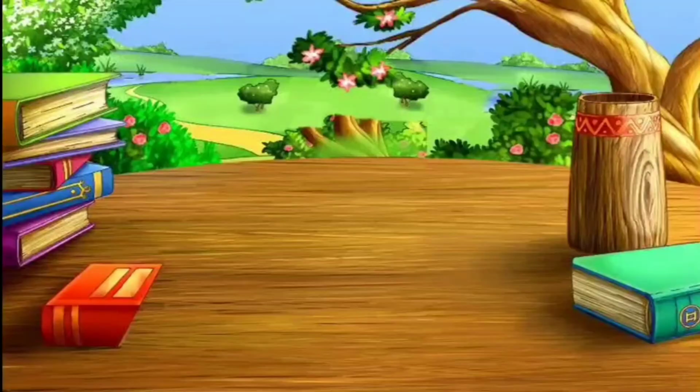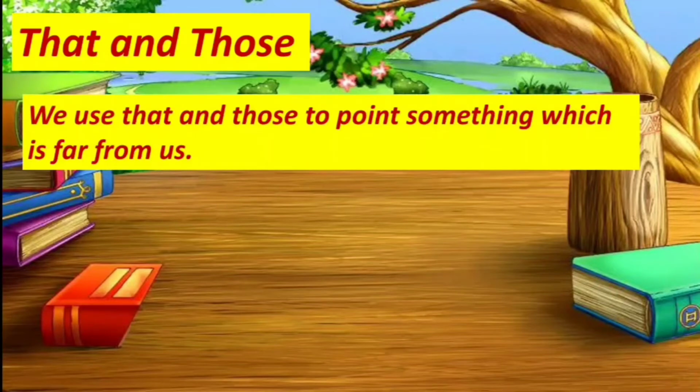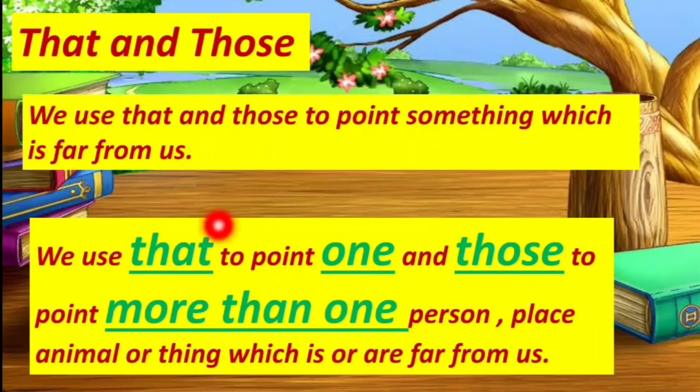Now we will move to the next topic, that is that and those. Dear students, we use that and those to point something which is far from us. And there is also one more thing that we should keep in our mind, that is we use that to point one person, place, animal or thing or naming word which is far from us, and we use those to point more than one person, place, animal or thing which are far from us, or naming words.